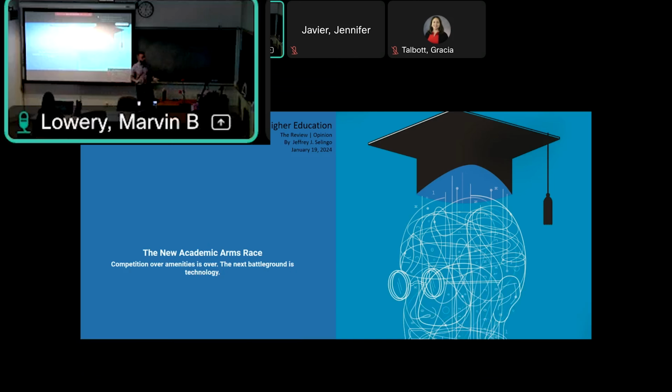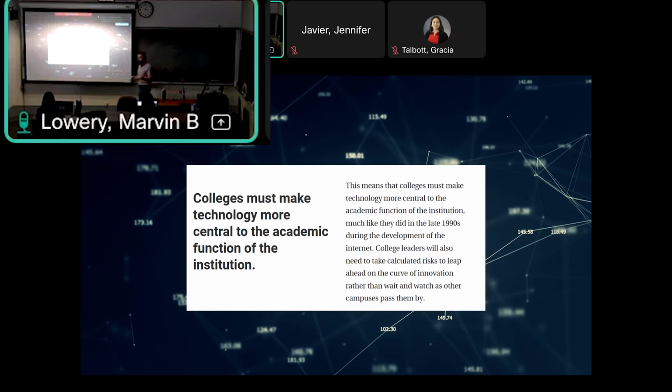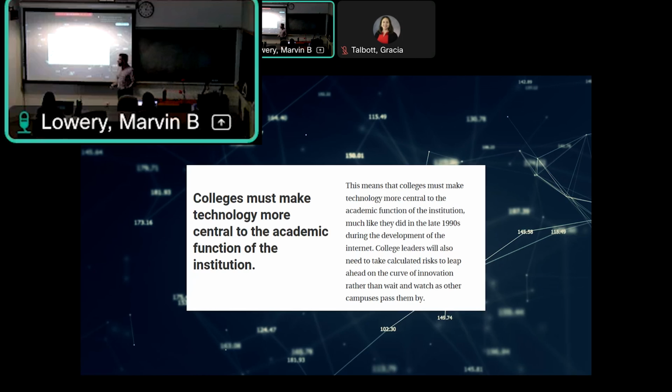This was from the Chronicle of Higher Education. This was published earlier this year, the new academic arms race. It was a really fascinating article. If you get a chance to read it, definitely do, especially if you're into the newer technologies, because what they were looking at now is that the arms race is not for all the amenities. It's for all of these extra things that we can do to help students along. One of the quotes that came from this that was really interesting was that colleges are really going to have to start looking at these technologies and putting themselves out there or risk being completely left behind.